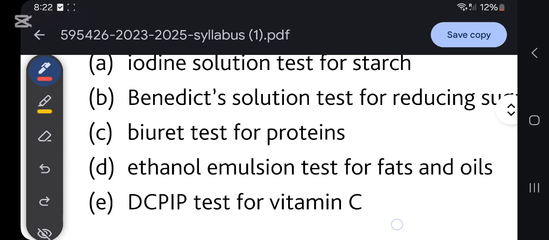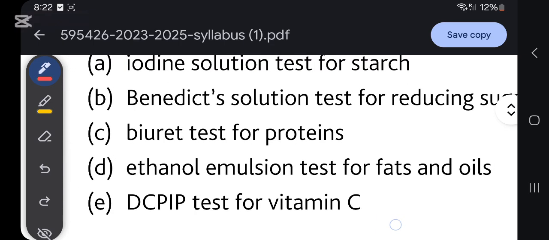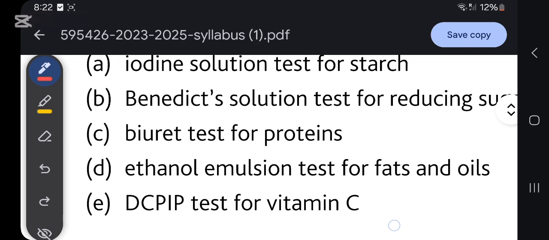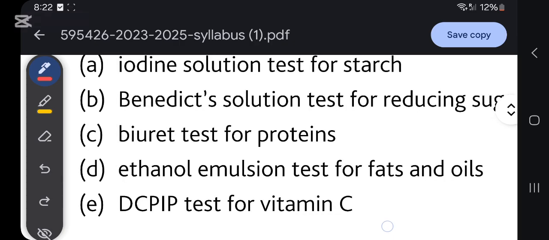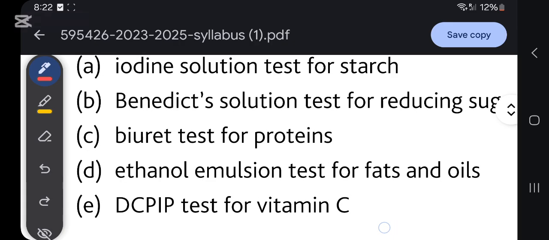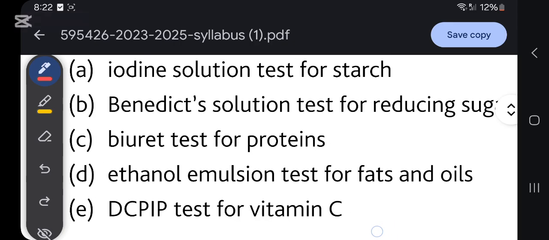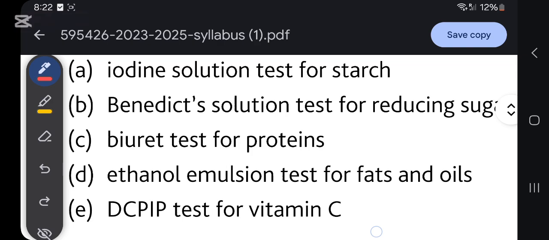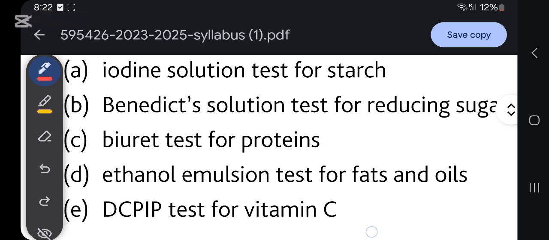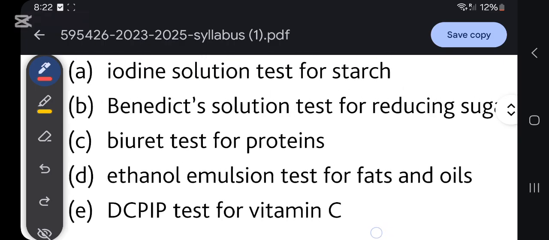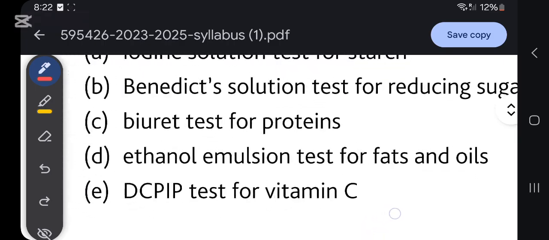So first the food is shaken with ethanol, to allow any fats in it to dissolve in the ethanol. Then you pour it into a clean test tube containing water. If fat or oil is there in the food, then you will see tiny droplets form in the water, which will give it a milky appearance. Otherwise, it will just stay the way it is. This is called the ethanol emulsion test.